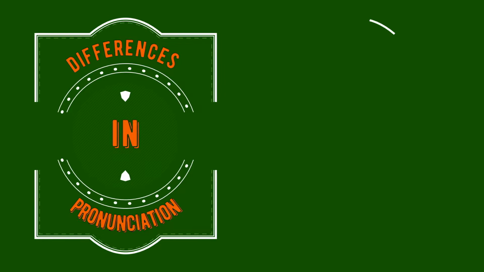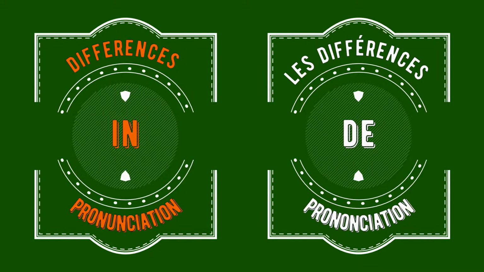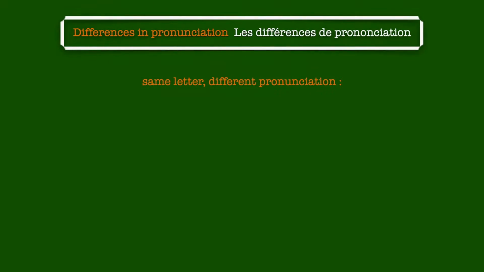The first thing I'm going to speak about in this video is the differences in pronunciation. We will see later on the similarities. Sometimes, the same letter can have different pronunciation. It's the case of the three following consonants: the S, the C and the X letters.